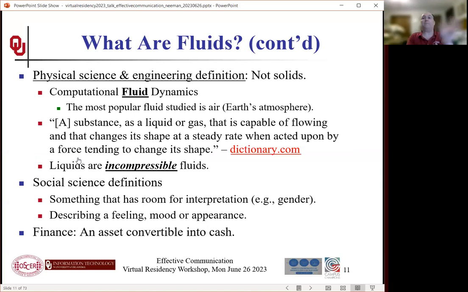So in the whole field of computational fluid dynamics, the overwhelming majority does not study liquids. The overwhelming majority of computational fluid dynamics studies gases, even though the word is fluid. So liquids are incompressible fluids. Gases are compressible fluids, right? And then there are lots of other disciplines that have other definitions of the word fluid, right?